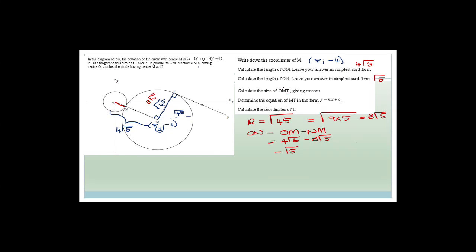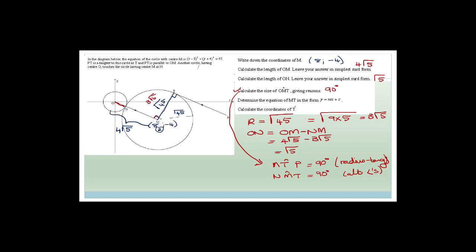Okay, now it says calculate the size of angle OMT. We've done it. Haha, 90 degrees. Why? Because this is my reasons. Okay, let's write this down so that you guys know. We would say angle MTP equals 90 degrees. Why? Because a radius and tangent always make 90 degrees, always perpendicular. Then you could say angle OMT is equal to 90 degrees, and why? Alternate angles. There you go. So now we've got that it is 90 degrees, right?